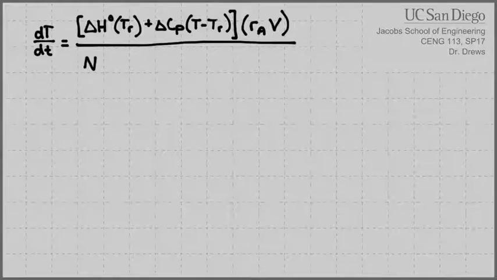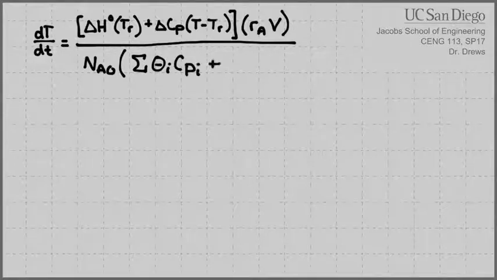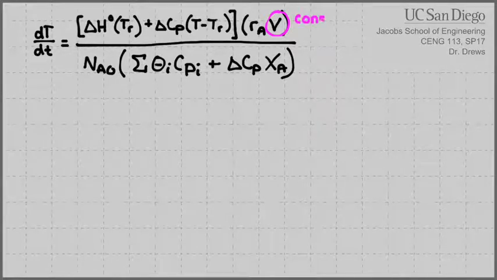And then we saw after a little bit of playing around, we could get the denominator to look something like the moles of A naught times the sum of all of the theta i's times Cpi plus delta Cp times X sub A. Notice here that this V is constant. Right, so if that V is constant, that means we can express all of those concentration terms in the simple form. We don't have to use the big complex form that we saw before because we can actually hold volume constant now that we're allowing temperature to fluctuate.